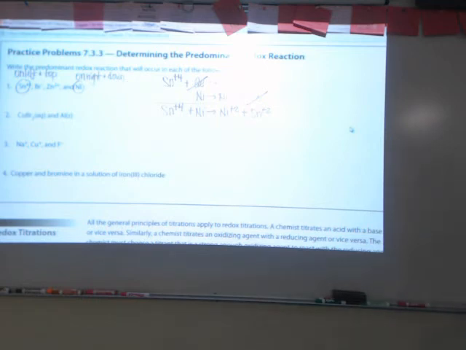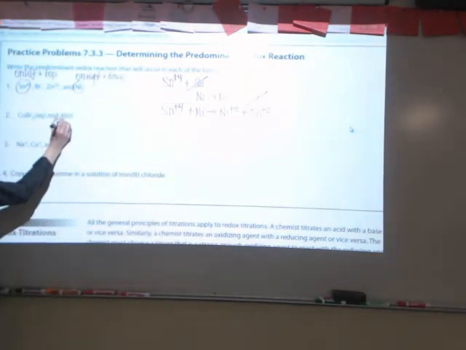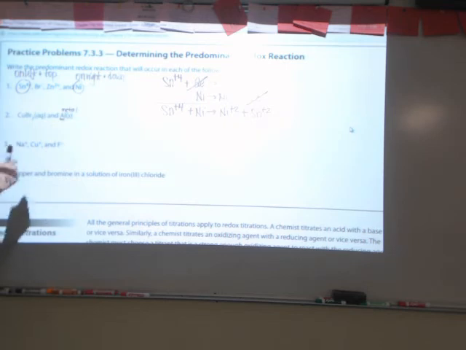Okay, let's take a look at number 2. For number 2, I have aluminum by itself. This is a metal, which means it may switch places with the metal in the compound. So this is copper +2. So this is a metal replacement.